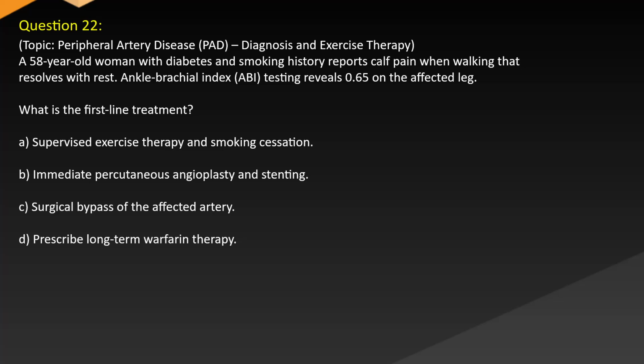Diagnosis and exercise therapy. A 58-year-old woman with diabetes and smoking history reports calf pain when walking that resolves with rest. Ankle brachial index, ABI, testing reveals 0.65 on the affected leg. What is the first-line treatment?